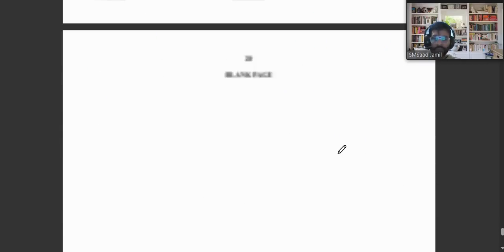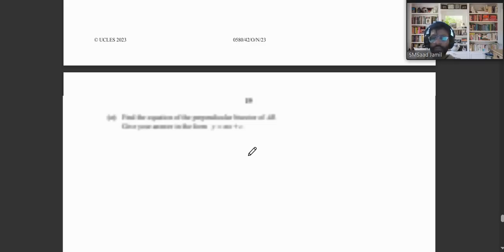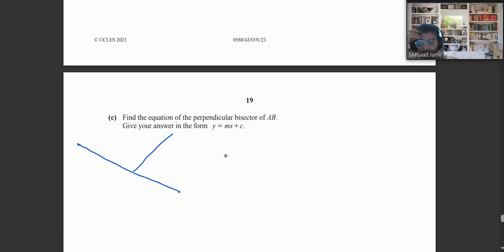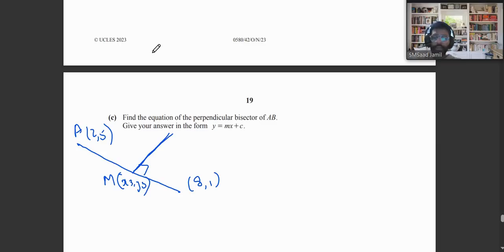Two more questions, we'll manage inshallah. Now it says find the equation of the perpendicular bisector of AB. Look, perpendicular bisector, what does it mean? If I make AB like this, A is (2, 5), B is (8, 1), and perpendicular bisector basically means a 90 degree line which cuts AB at the middle point, let's call this (x3, y3), the midpoint.